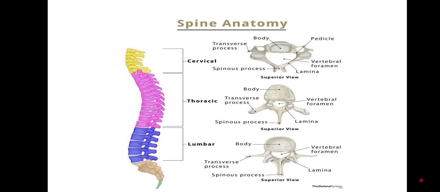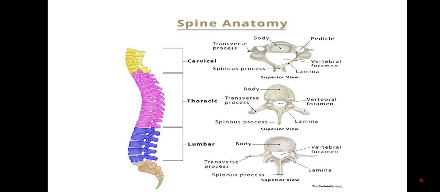So the cervical vertebra is the smallest and the lightest vertebra as it supports the head. Then it has a large vertebral foramen. You all can see that because it accommodates the spinal cord. Then the spinous process is bifid in the cervical vertebra. It's a special feature, and here there are two transverse processes. So these processes help in the transmission of the vertebral arteries.